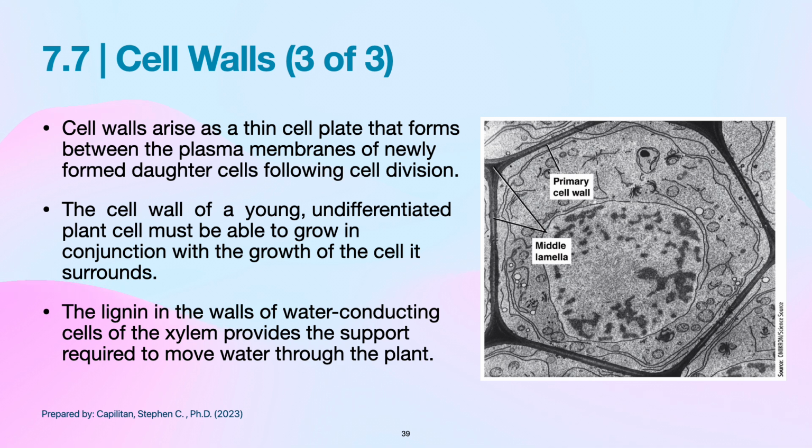Cell walls arise as a thin plate that forms between the plasma membranes of newly formed daughter cells following cell division, and the cell wall of a young undifferentiated plant cell must be able to grow in conjunction with the growth of the cell it surrounds. We have also lignin, a protein, in the walls of these water-conducting cells of the xylem by which it provides the support required to move the water through the plant against gravity.